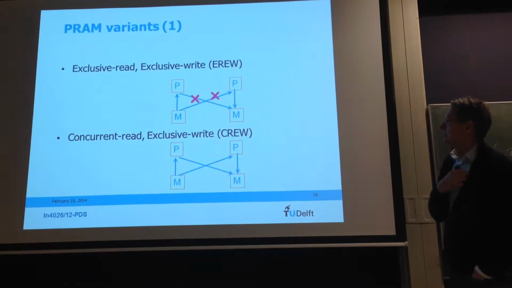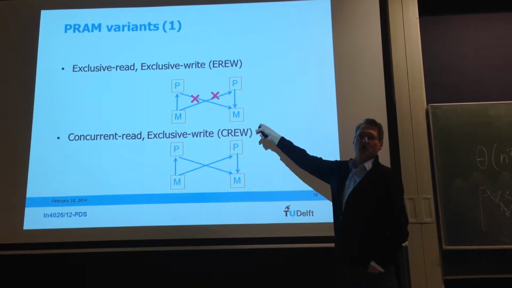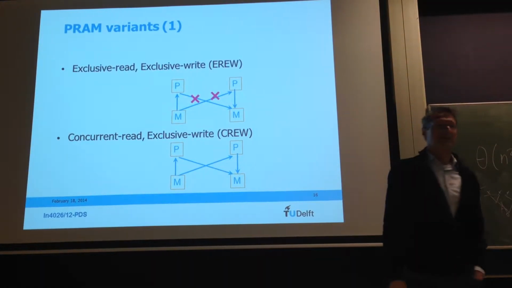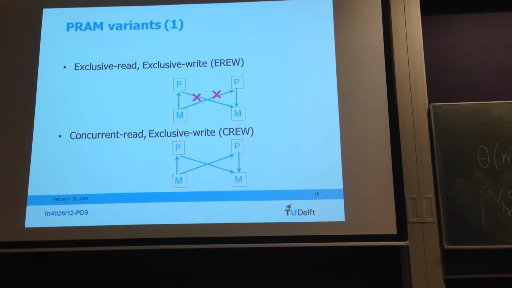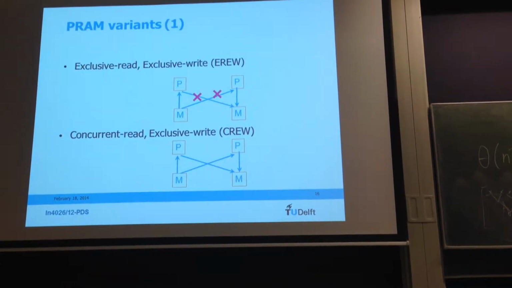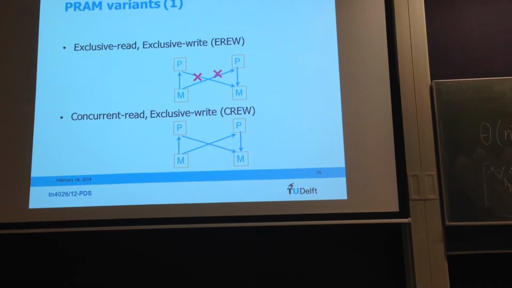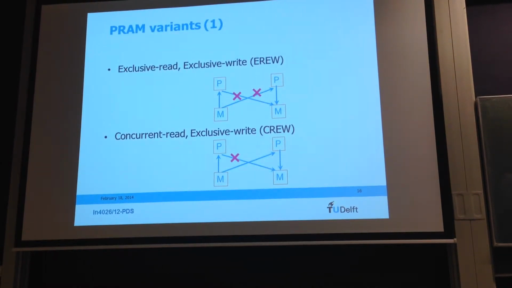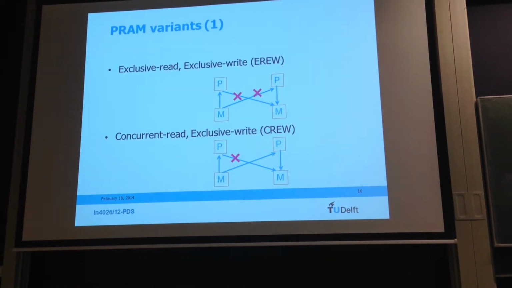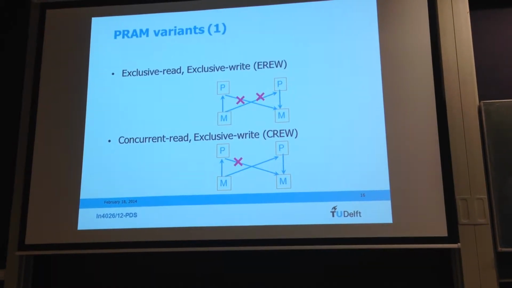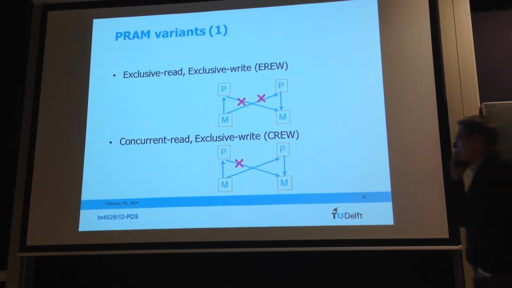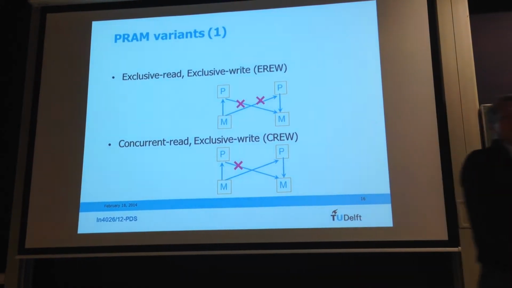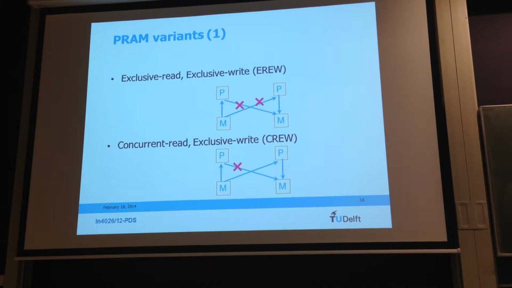Write at the same memory module, as to say. So this is the most restrictive one, in which we do not allow processors simultaneously to read or write the same memory resources. Less stringent is the concurrent read exclusive write, so that we allow reading from a memory element by two processors at the same time. We do allow that, but writing not.